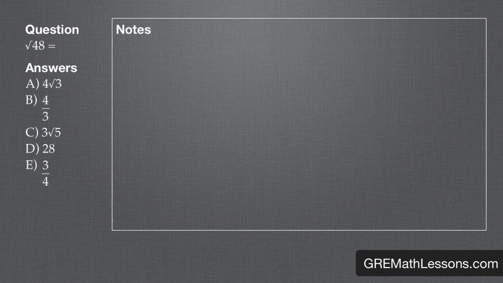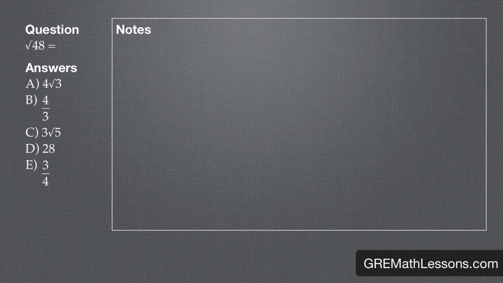The sample question is short. The square root of 48 equals. Here are the possible answers: 4 square root of 3, 4 over 3, 3 square root of 5, 28, and 3 over 4.